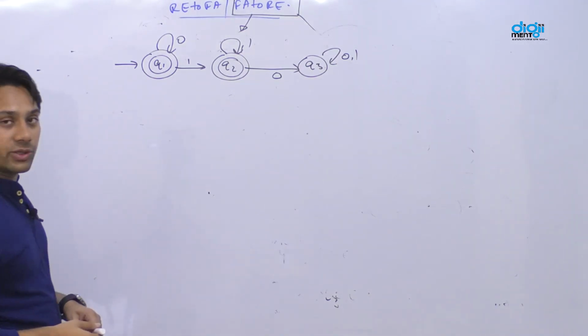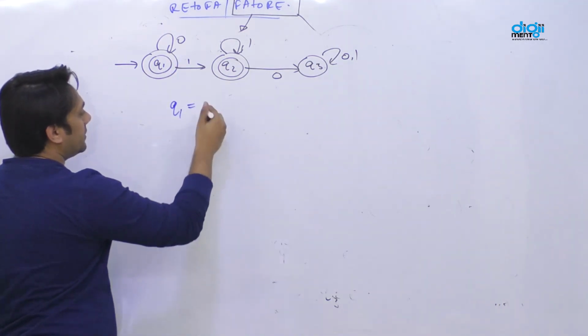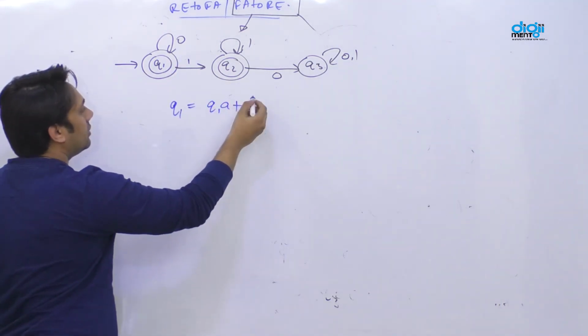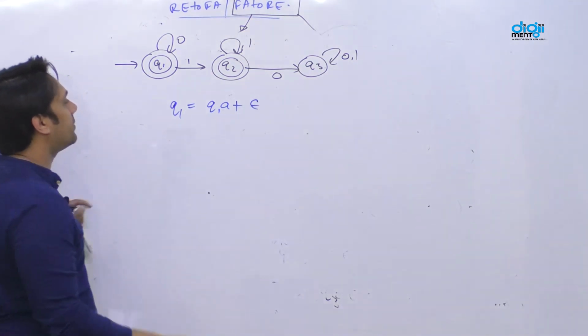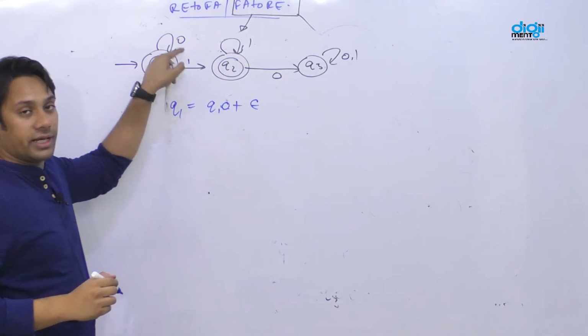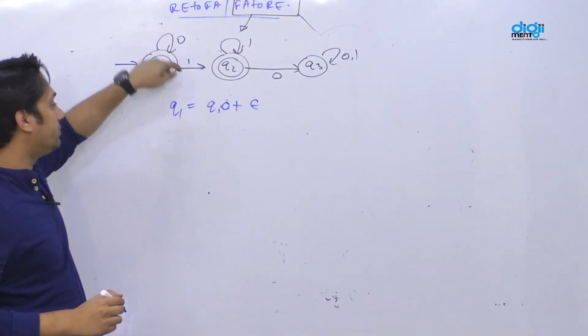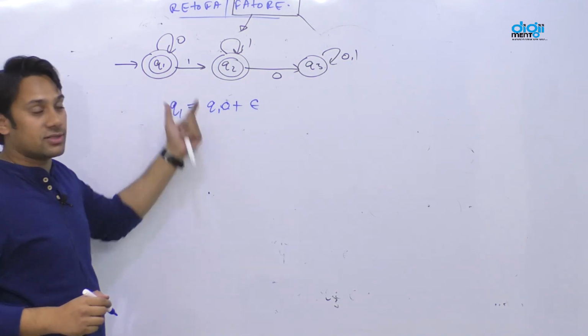So first of all, write the equations for all of them. So first equation for Q1. So you can write Q1 as Q1 0 plus epsilon. So कैसे पहुँच सकते हैं? So Q1 0 because we have given 0 here as an input. So that is why it is Q1 0 plus epsilon because it is an initial state.